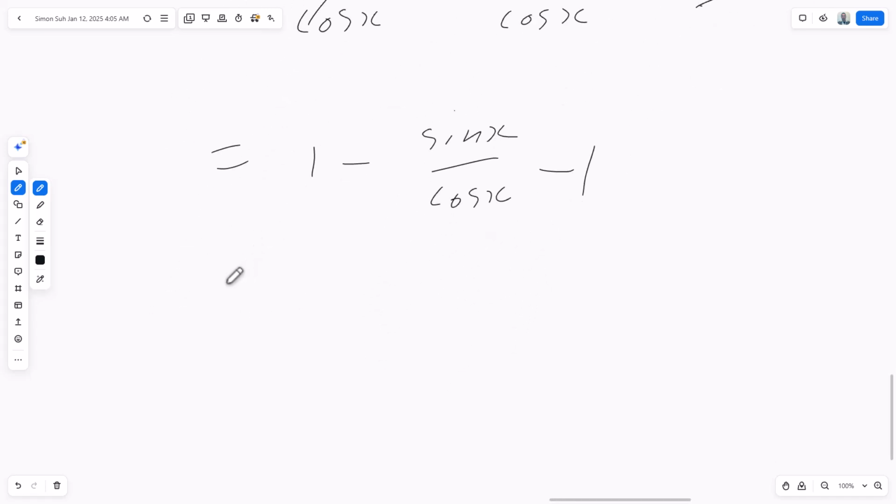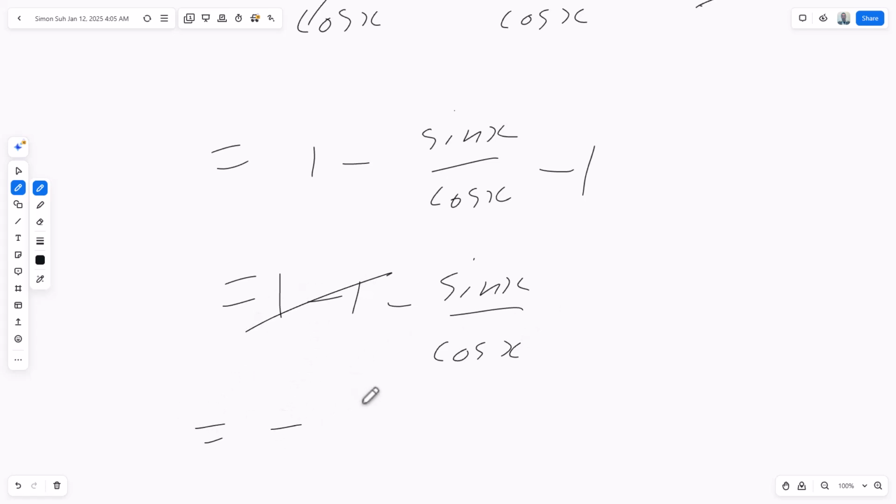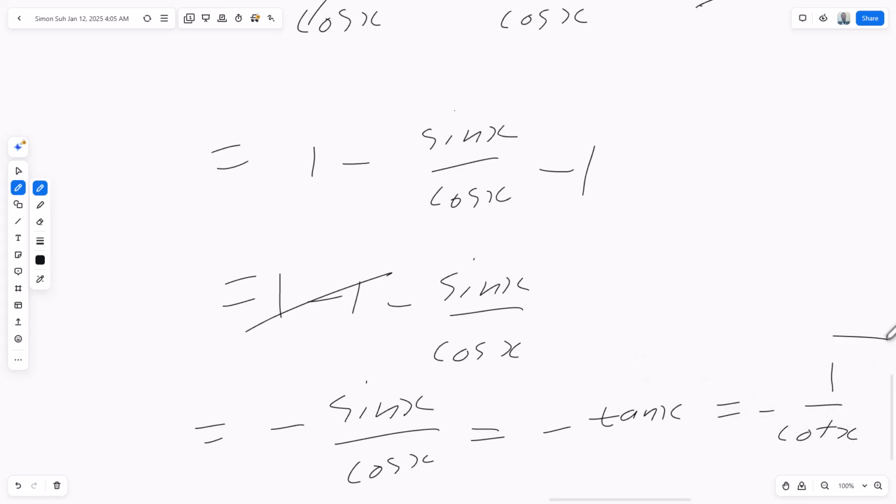Now let's move the like terms together. We have 1 minus sine x over cosine x minus 1, and this cancels out to become negative sine x over cosine x. This becomes negative tan x. And the reciprocal of negative tan x is negative 1 over cotangent x. And we have our answer.